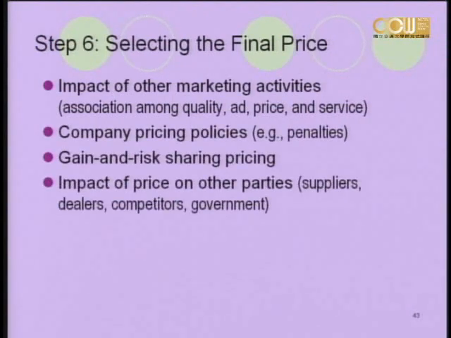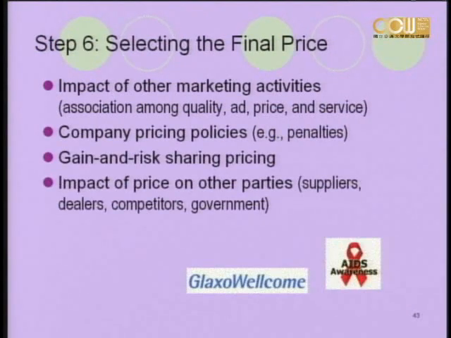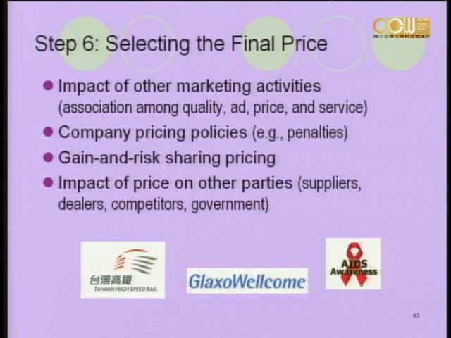Selecting the final price. After you go through all that, then you have to decide the final price. You call it adjustment. All right. So that's what Richard just said, $1 or $2 adjustment. That's the final step, not the beginning. In the beginning, you do all the analysis, and then you do the adjustment. So it can together impact the marketing activity such as quality, ad, price, and service. All right. Penalty, gain and risk, and then other parties such as government.